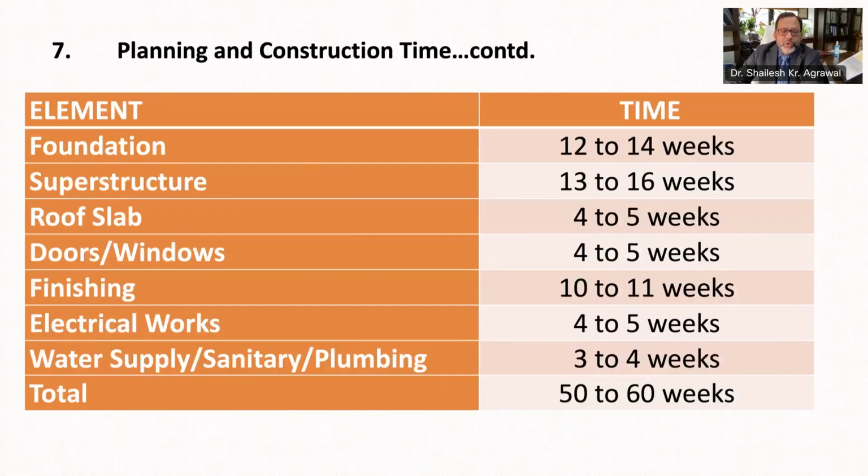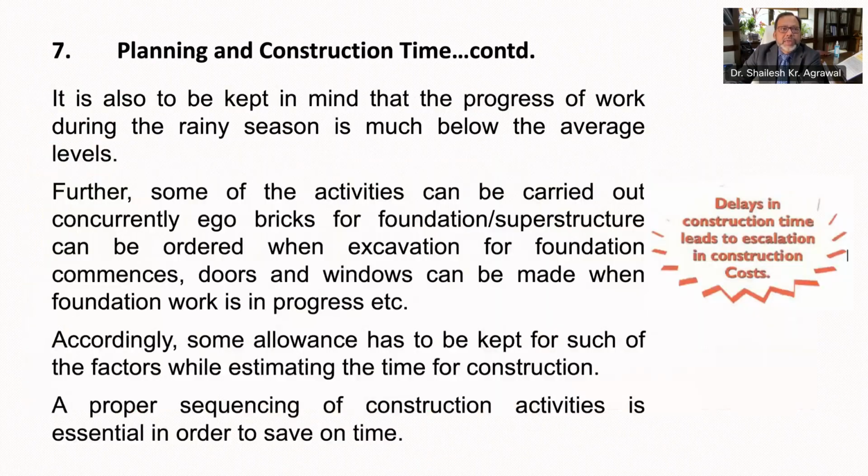This slide shows you the rough breakup of construction time of various elements based on our experience. For example, finishing takes 10 to 11 weeks, whereas superstructure normally takes 13 to 16 weeks. It is also important to note here that while carrying out construction, the vagaries of weather such as rainy season, extreme cold or heat conditions must be accounted for, as during this time work may be stalled or may go at a very slow pace.